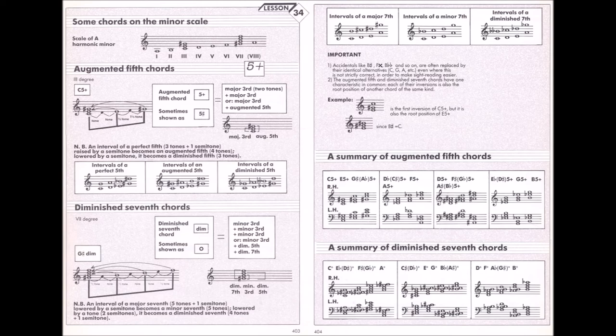With the diminished seventh chord, the position is even more dramatic. Here there are only three completely different chords. The three inversions of the C diminished seventh chord, for instance, give the root positions of the E-flat, F-sharp, and A diminished chords. Take the time to play through and familiarize yourself with the augmented fifth and diminished seventh chords.